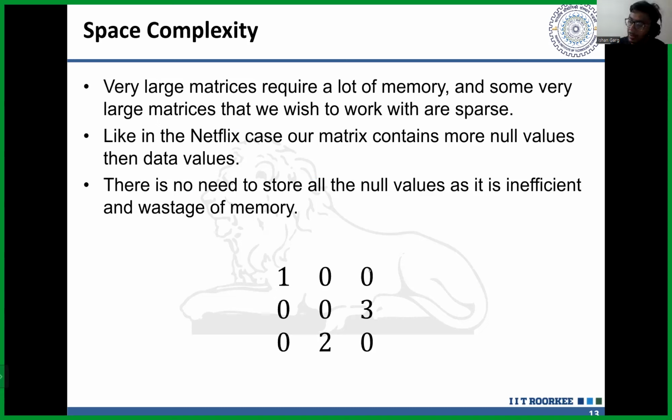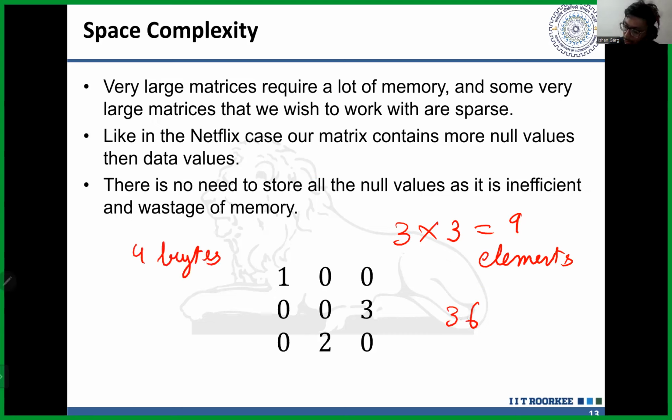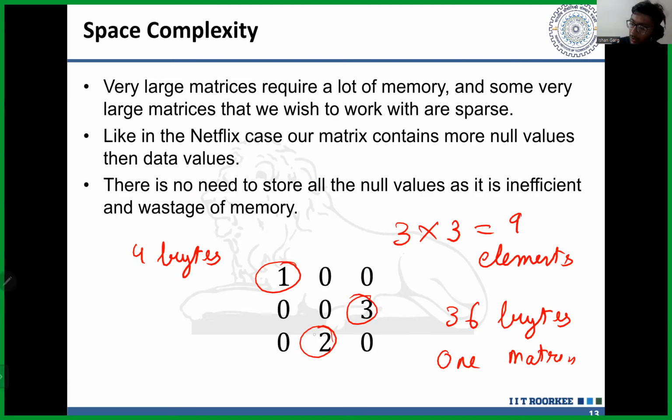Consider here that we have a 3 cross 3 matrix, that is, there are 9 elements. And we all know that one numerical value takes about 4 bytes in a computer. So this is 36 bytes of memory for this one matrix. But now we can see only 3 of these values are data values. So effectively, we are only storing 3 into 4, that is 12 bytes worth of memory, while the rest is null values. So do we really need to store these null values? No, we will look at the solution.